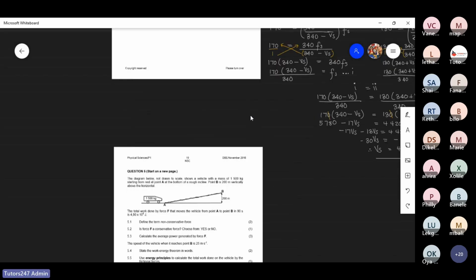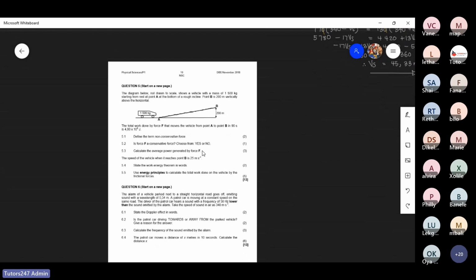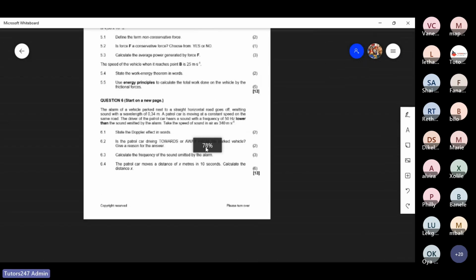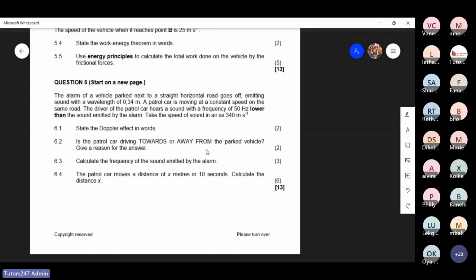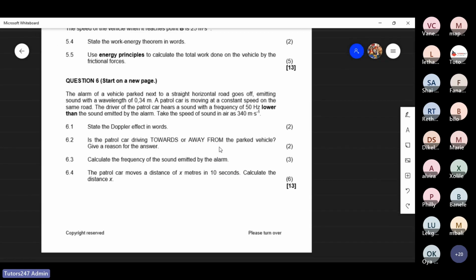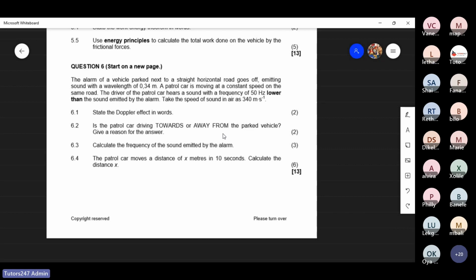So our next question, we've got a question from 2018. So let us see. And we've got an hour left, so it seems like we are making quite good time today. Okay, so we've got question 6, and you can see we have another big mark question, which is question 6.4. We've got that out of 6 marks.